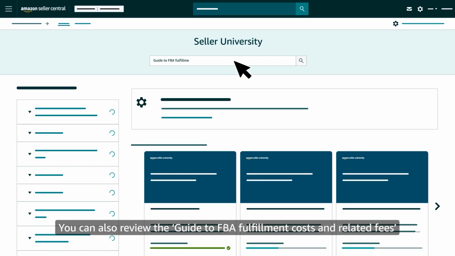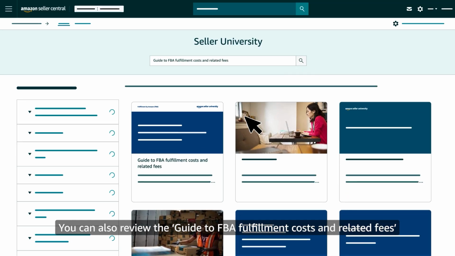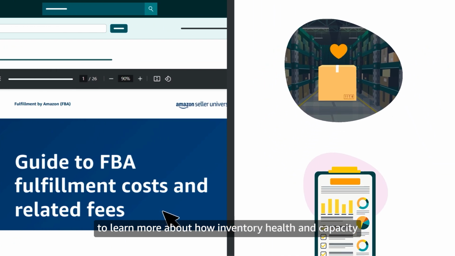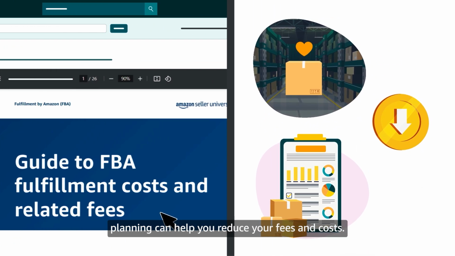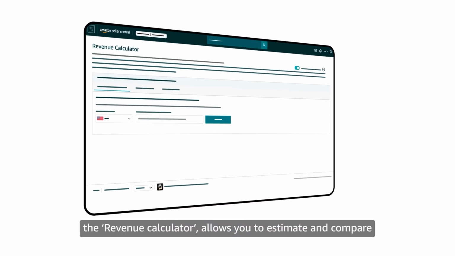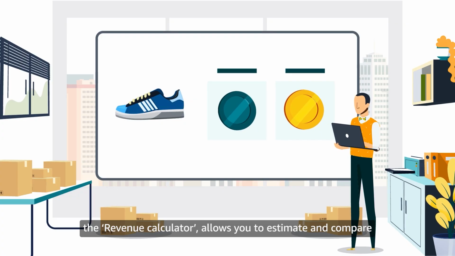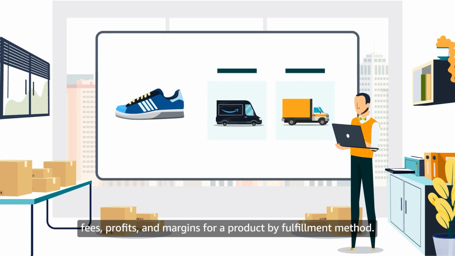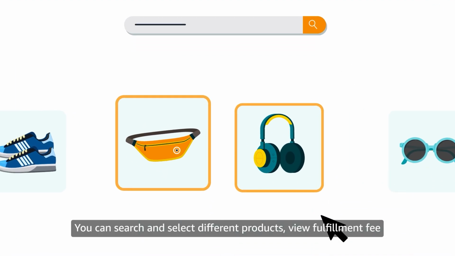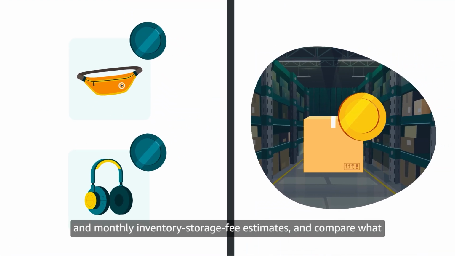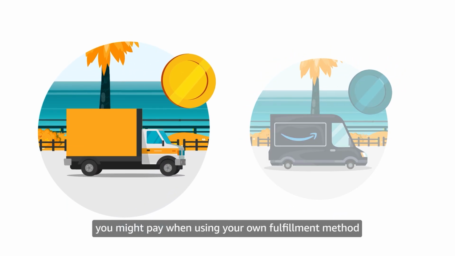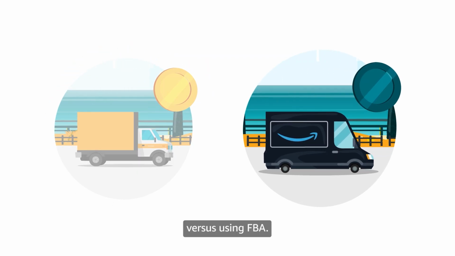You can also review the Guide to FBA Fulfillment Costs and Related Fees on Seller University to learn more about how inventory health and capacity planning can help you reduce your fees and costs. The next tool, the Revenue Calculator, allows you to estimate and compare fees, profits, and margins for a product by fulfillment method. You can search and select different products, view fulfillment fee and monthly inventory storage fee estimates, and compare what you might pay when using your own fulfillment method versus using FBA.